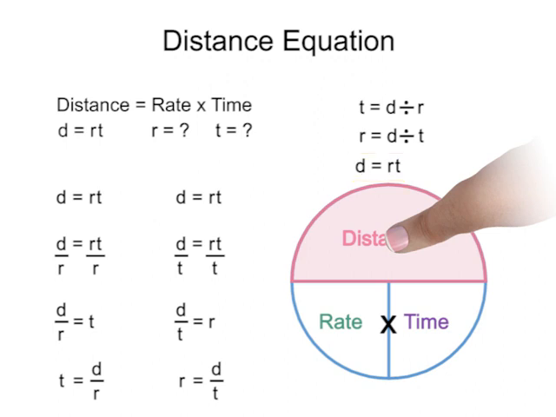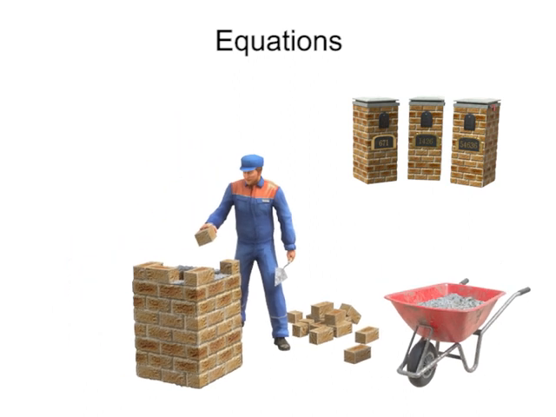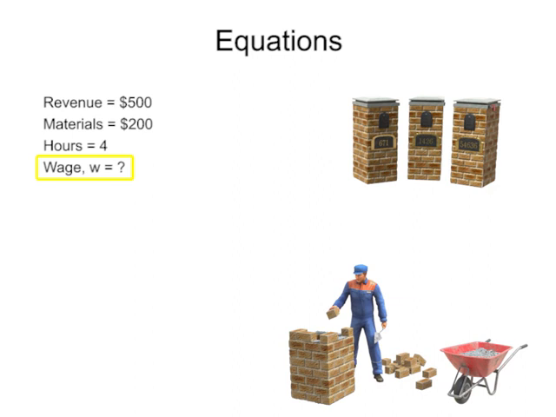Let's work another example. A bricklayer has started a small business on the side building mailboxes. The bricklayer wants to standardize his billing and charge a flat rate of $500 per mailbox. Each mailbox costs him approximately $200 in materials and takes about 4 hours to complete. What is the bricklayer's hourly wage?